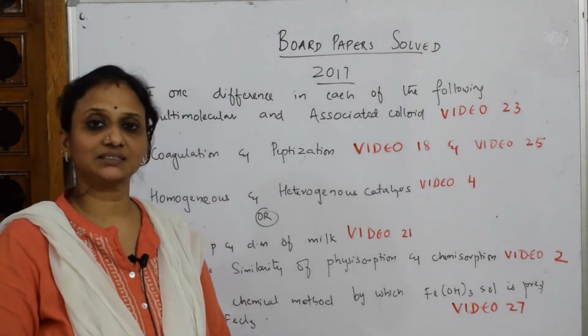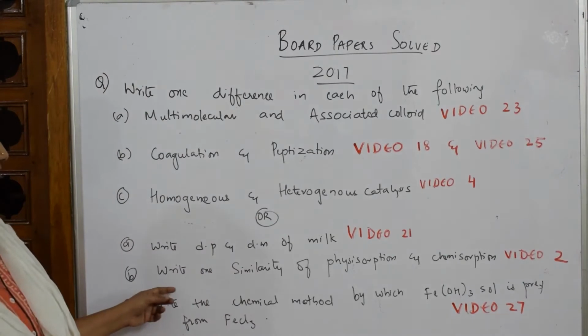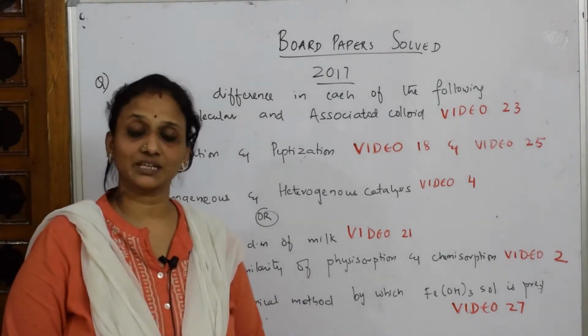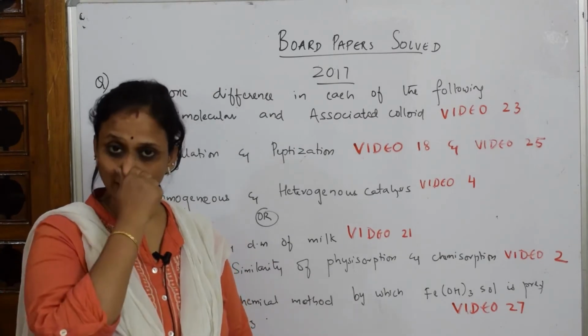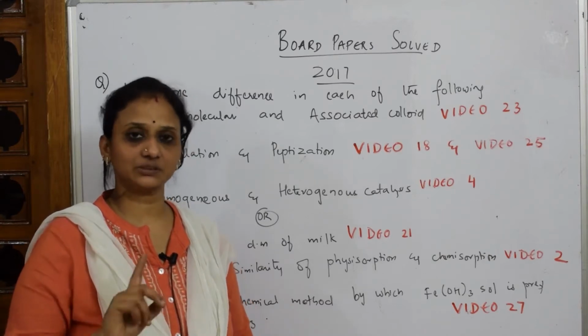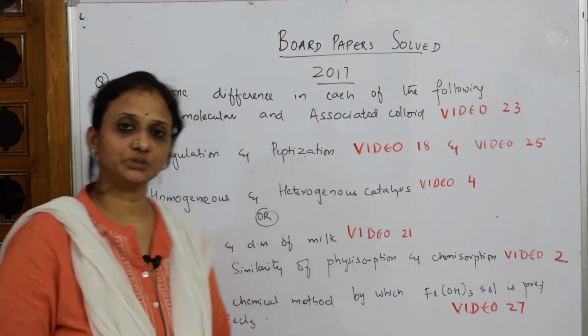I asked you to practice the table also, so please go to the table. And next, when I come back to this question, write one similarity of physisorption and chemisorption. Okay, I did differences and similarity also. I have totally 10 points. In that, 9 were differences, 1 was similarity. Please watch that video. That is numbered as video number 2.